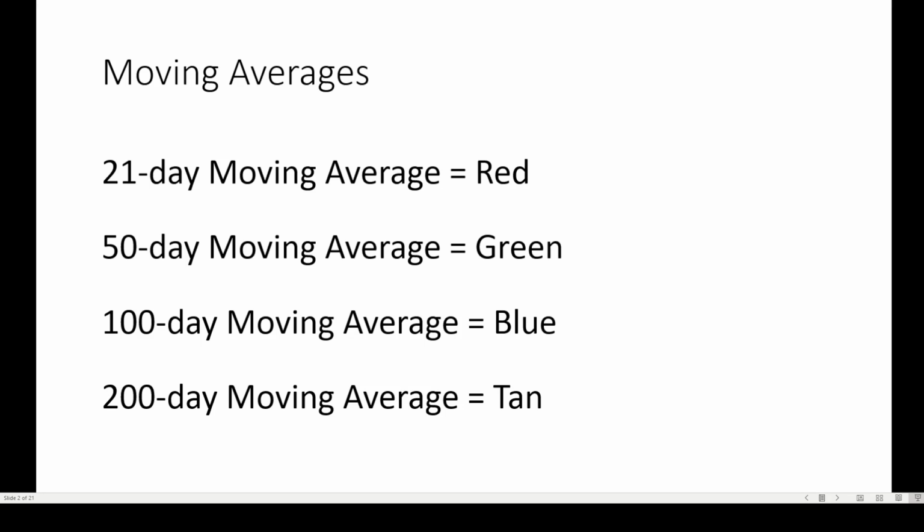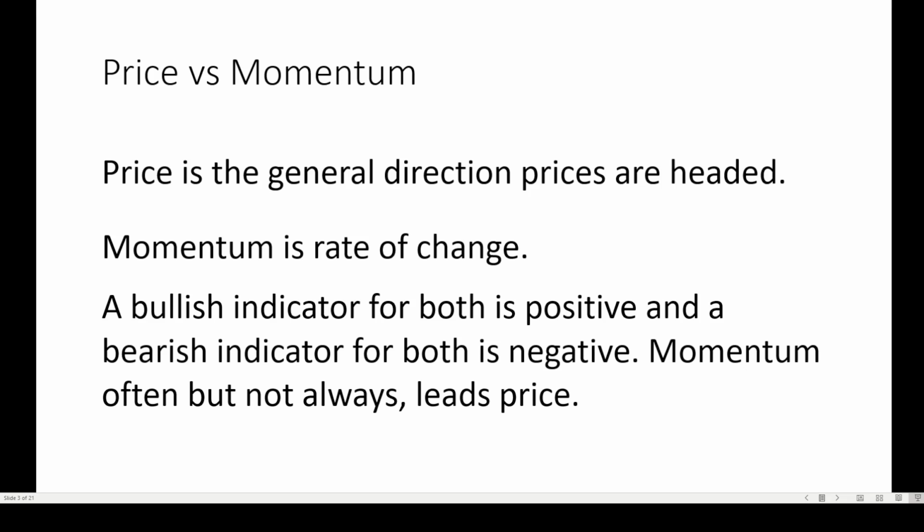I'm your host, Steven Van Metre. The moving averages' colors on your screen: the red is the 21-day, the 50-day is in green, the 100-day in blue, and the 200-day in tan. Price versus momentum: price is the general direction prices are headed; momentum is the rate of change. A bullish indicator for both is positive and a bearish indicator for both is negative. Momentum often, but not always, leads price.